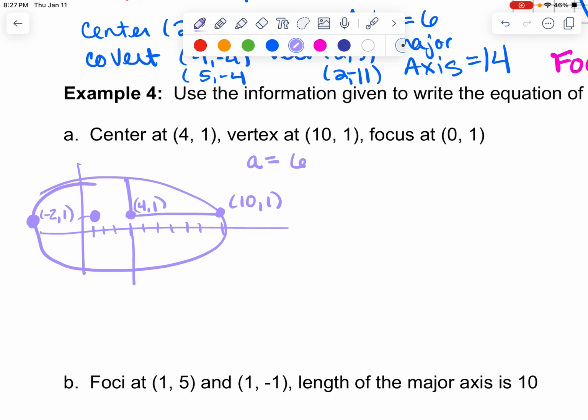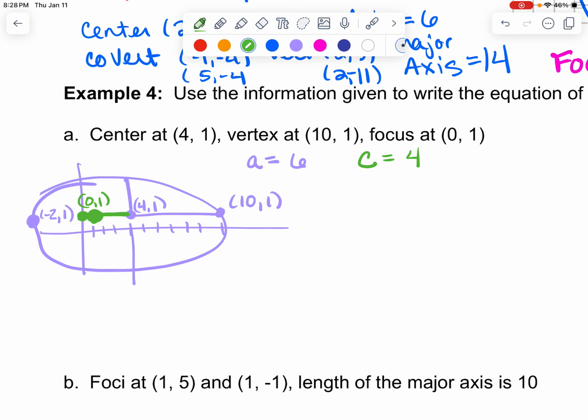My focal distance, I'm going to switch colors to get to my focus here in green. So this distance from the center goes from 4 to the point 0, 1. Oh goodness, I put it in the wrong spot. Let me correct that. So 0, 1 is my focus. That has a focal distance, or a c value, of 4. It's okay that it traveled in the opposite direction from the vertex they gave us.